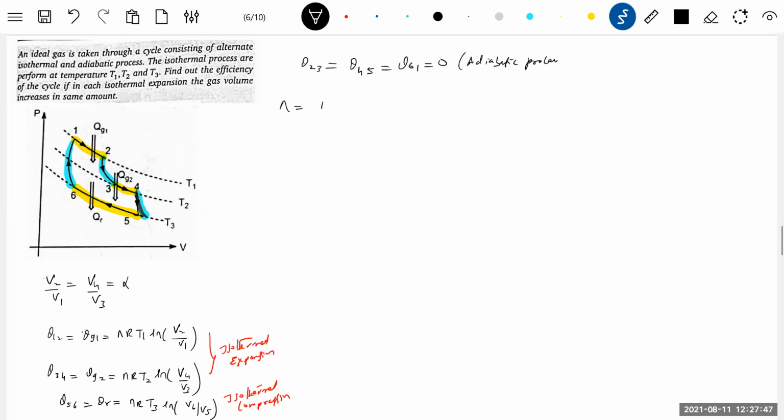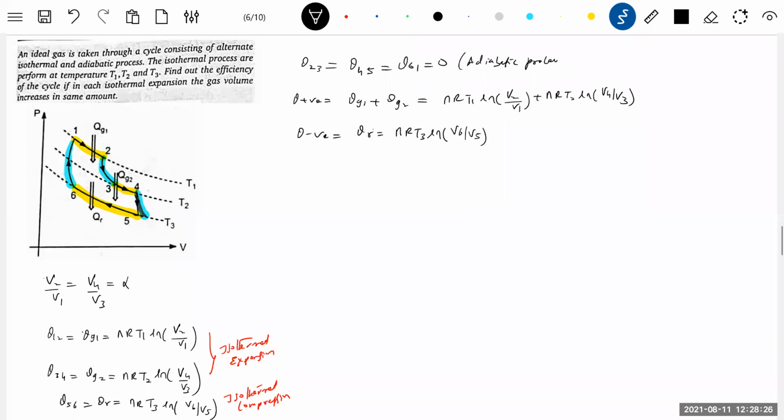So heat gained, Q positive. I'll do one thing. Q positive will calculate. Q positive should be equal to QG1 plus QG2. So nRT1 log of, nRT2, QR it is. That should be equal to nRT3 log of V6 by V5.